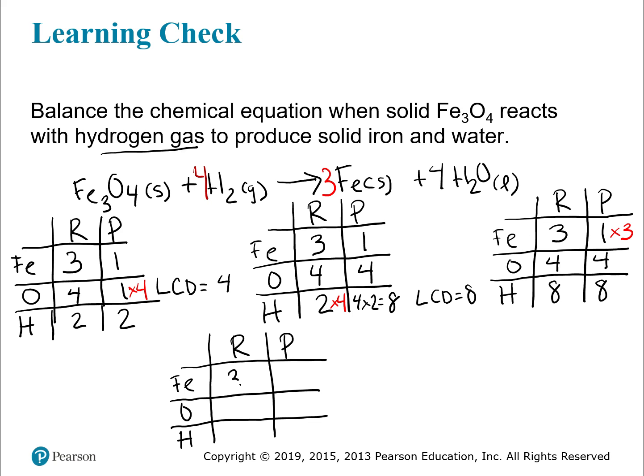We've got 3 irons, 4 oxygens, and 8 hydrogens on the reactant side. We just multiplied by 3 for the iron on the product side, and we still have the same number of oxygens and hydrogens as we did before. So everything checks out. If you needed to list the coefficients for these, it would be 1, 4, 3, 4.